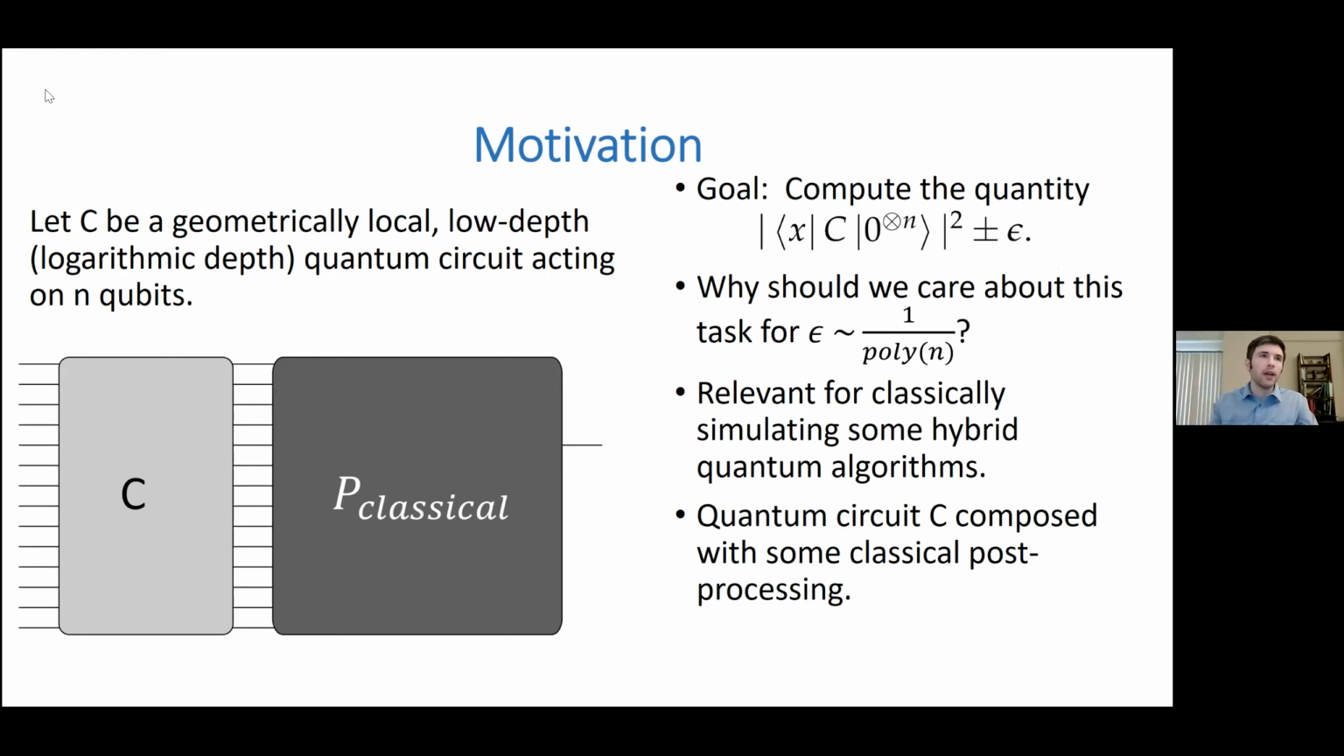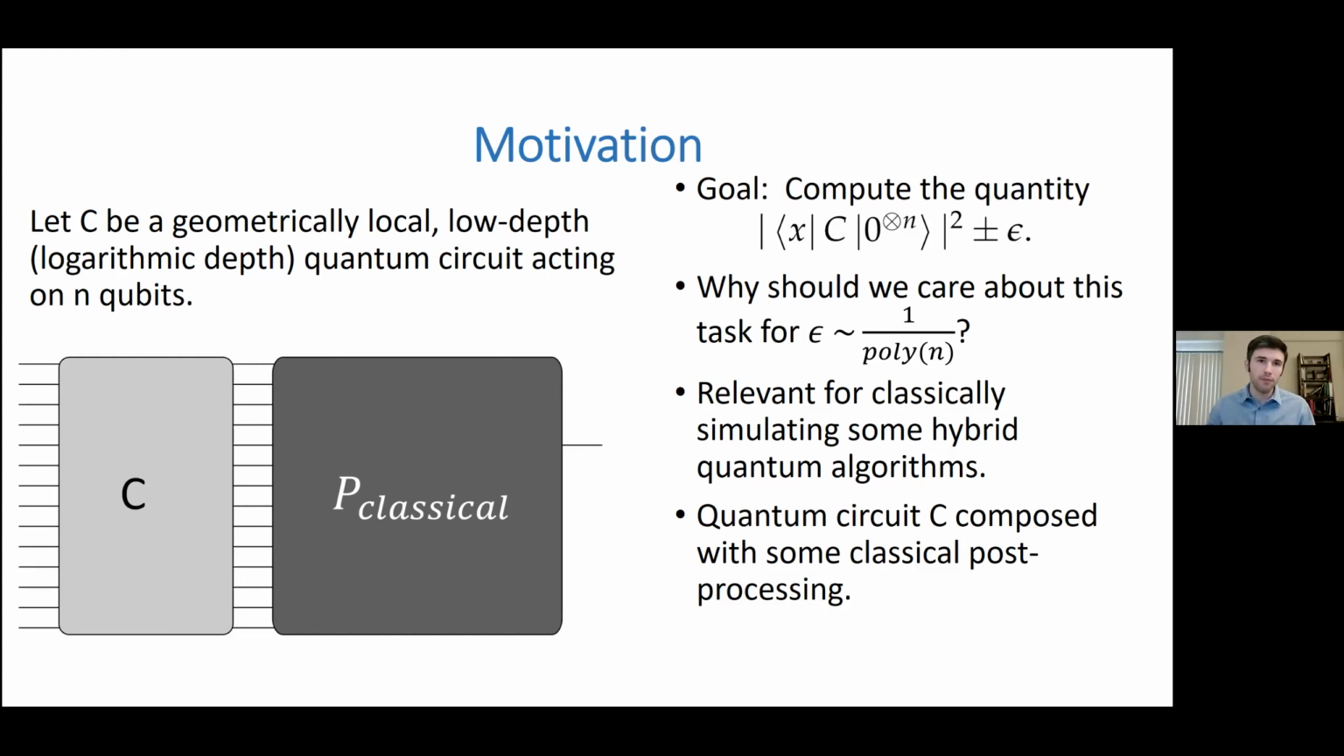And so why would we be interested in that case? Okay, so that's perhaps more related to a case where you are applying your quantum circuit, measuring the output all at once, and then feeding the classical bit string that's the output into some classical post-processing to compute some quantity. This is sometimes done in hybrid quantum algorithms. And so one potential application of this is classically simulating hybrid quantum algorithms.